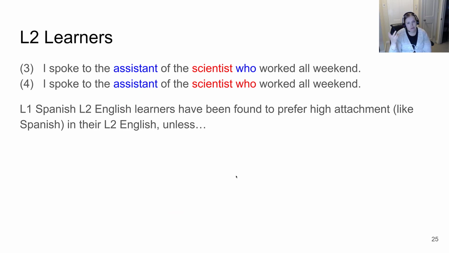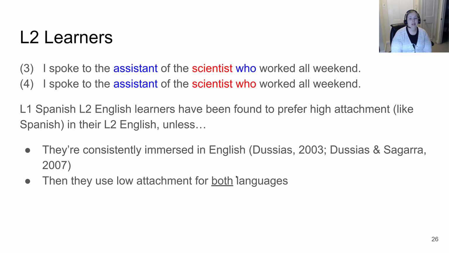And I'm showing you both just so you remember that blue is high attachment and red is low attachment. So native speakers of Spanish who have learned English have been found to continue to prefer high attachment like their native Spanish. Unless, and this isn't their L2 language, unless they're consistently immersed in English, right? So they've moved here. A lot of this research gets done on graduate students. Not all of it. But imagine someone moves here from a Spanish-speaking country and they're in English constantly, every day. Those people do not continue to use high attachment. And in fact, they start using low attachment.